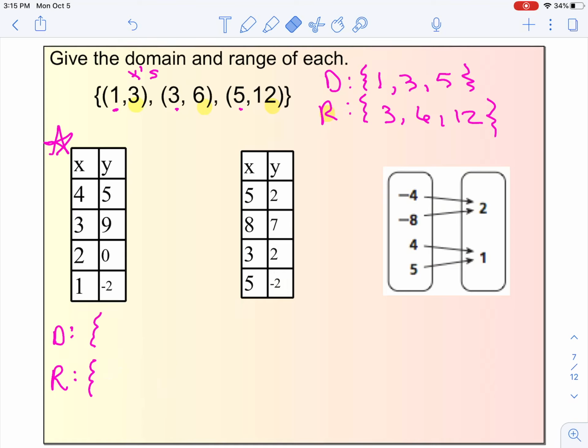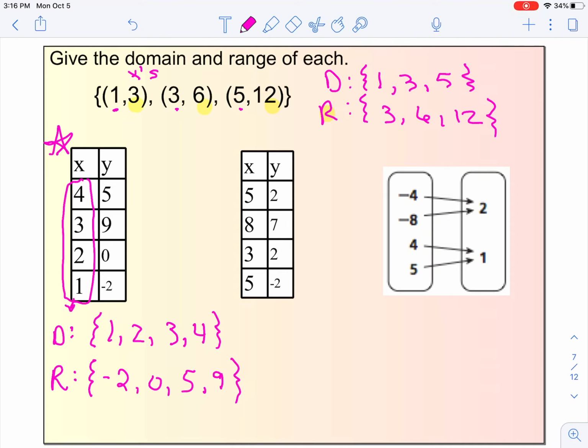So our domain is the numbers right here. These are our domain values. But we don't just circle them and put an arrow like that. We actually list them, and we usually list them in order from smallest to largest. It's not wrong if you don't do it that way, but it's usually the proper way of writing it. So our range would be the y values: -2, 0, 5, and 9. So domain, range, x's and y's.